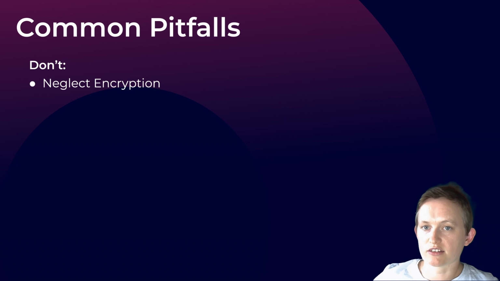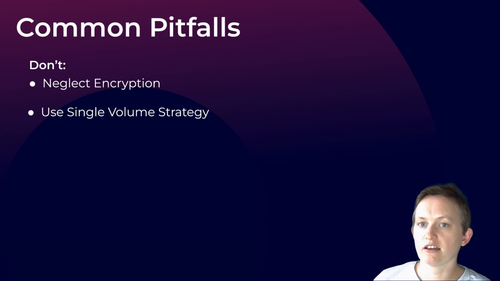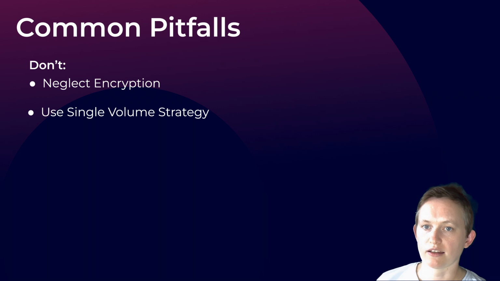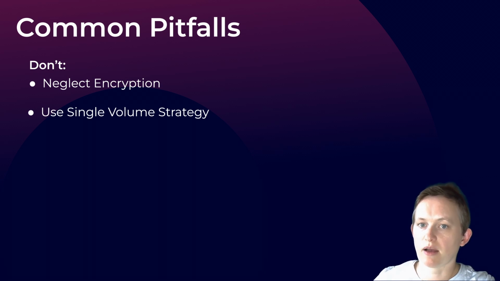Next, don't use a single volume strategy. Relying on a single EBS volume for all your data can lead to performance bottlenecks, and it can increase the risk of data loss. So it's often better to use multiple volumes and distribute your data based on usage patterns. For example, you might use one volume for your operating system, another for your application data, and another for logs. This can help improve performance and make it easier to manage backups and snapshots for your workloads.